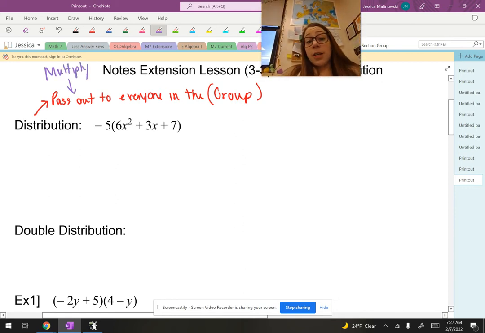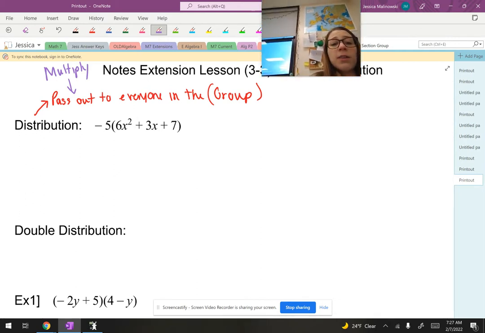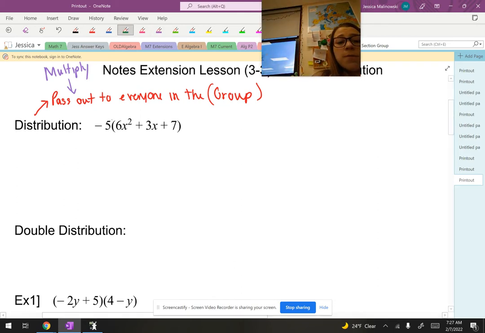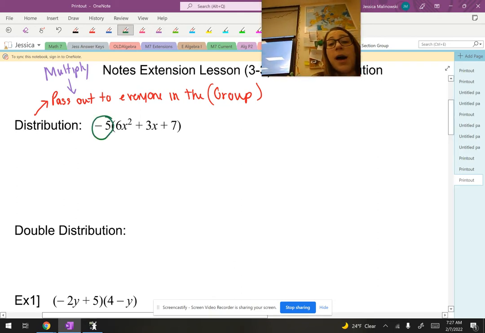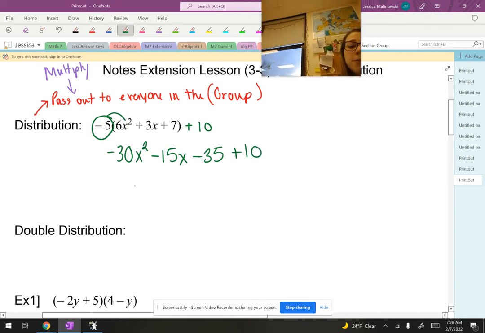or like we saw in our new extension, in some cases division, right? Each piece is being divided. So here we've got a little example just to review distribution. That -5 needs to get multiplied by all pieces inside that parentheses. If there was something chilling here on the outside, like +10, that would not get multiplied by those pieces. -5 times 6 is -30x squared, -15x, and -35. Again, if that +10 was there, we'd just carry that down.